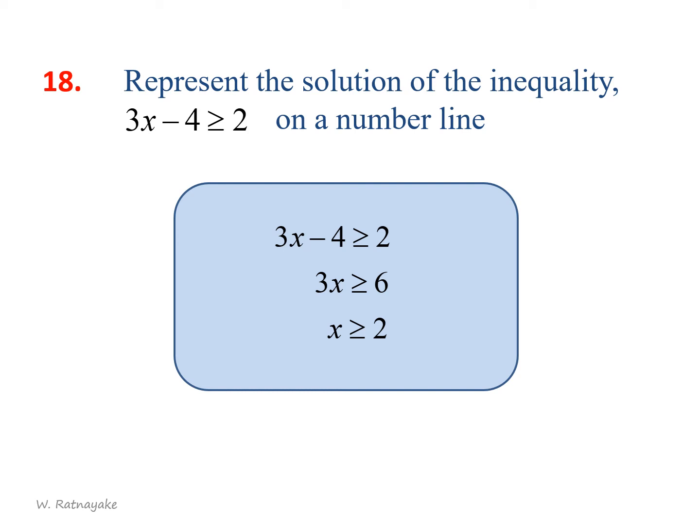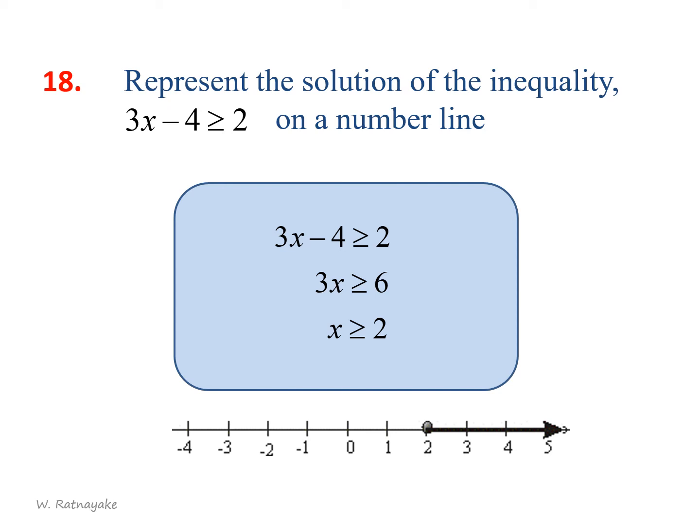taking 0 as the initial, and from 0 to the right-hand side positive values and left-hand side negative values. So this is 0, plus 1, plus 2, plus 3, plus 4 and minus 1, minus 2, minus 3, minus 4, likewise. And here x is greater than or equal to 2. So 2 is a limit or margin.